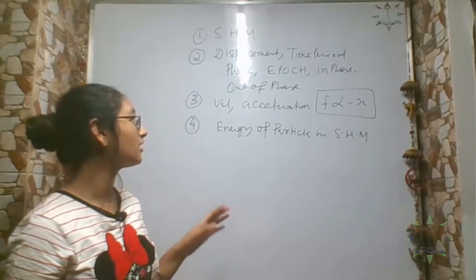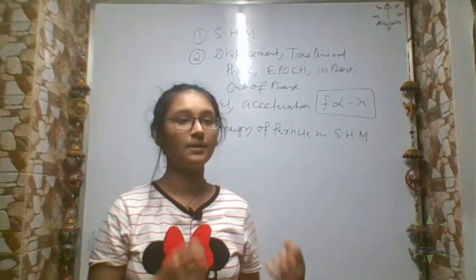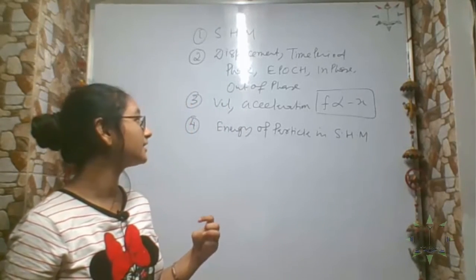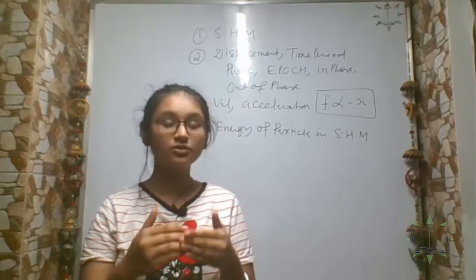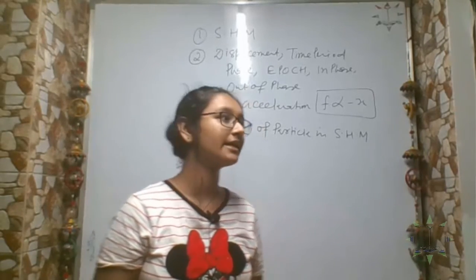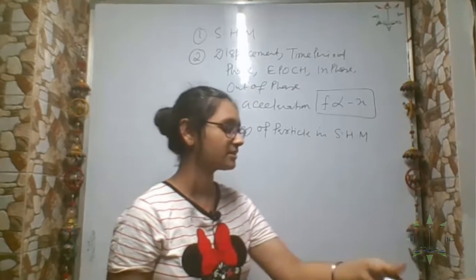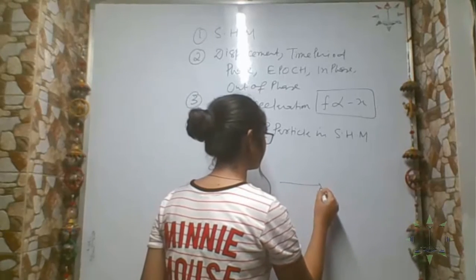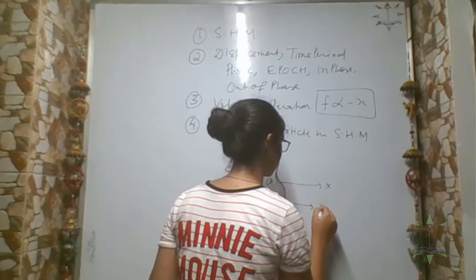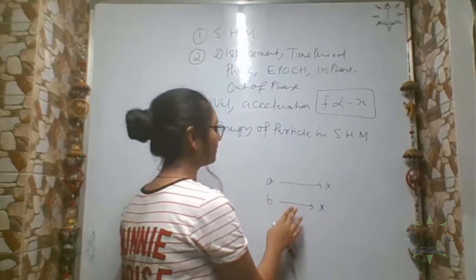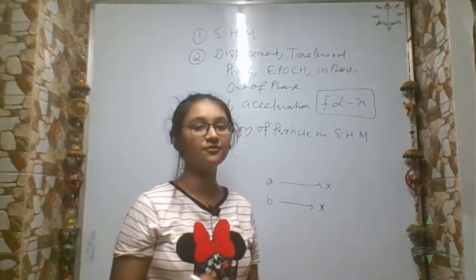Next we understood about epoch. Epoch is the initial phase of the particle, and then in phase and out of phase. In phase is when there is no phase difference between two particles. Like if particle A is moving in the x direction, then the other particle is also in the x direction. So these two are in the same direction and they do not have any difference in their phases.